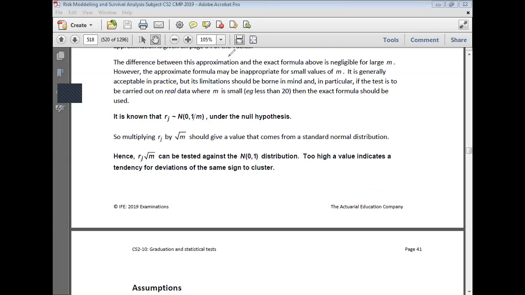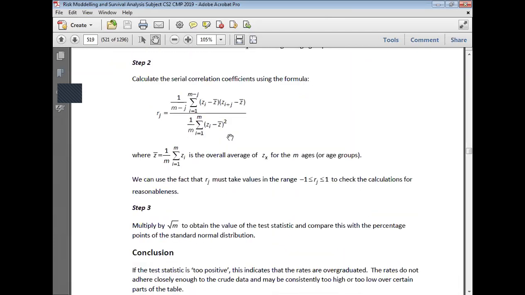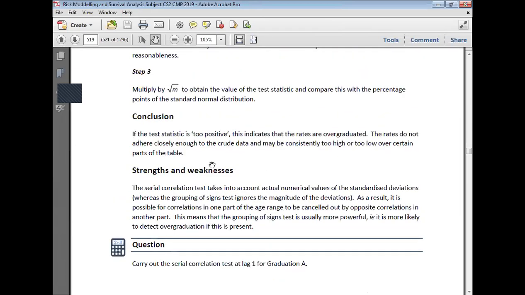If you have a very high value for this test statistic, it indicates that whatever you assumed in the null hypothesis is not true. It shows the tendency that you have clusters of the same signs. I think they have again summarized all the steps here, and we have some sort of a conclusion here, where if you observe that the test statistic is too positive. Again, here we are looking at a one-tailed test. You have to remember that. This is not a two-tailed test, this is a one-tailed test, because we care more about overgraduation. So if you have a test statistic which is a very high number, then you would know that the rates are overgraduated.